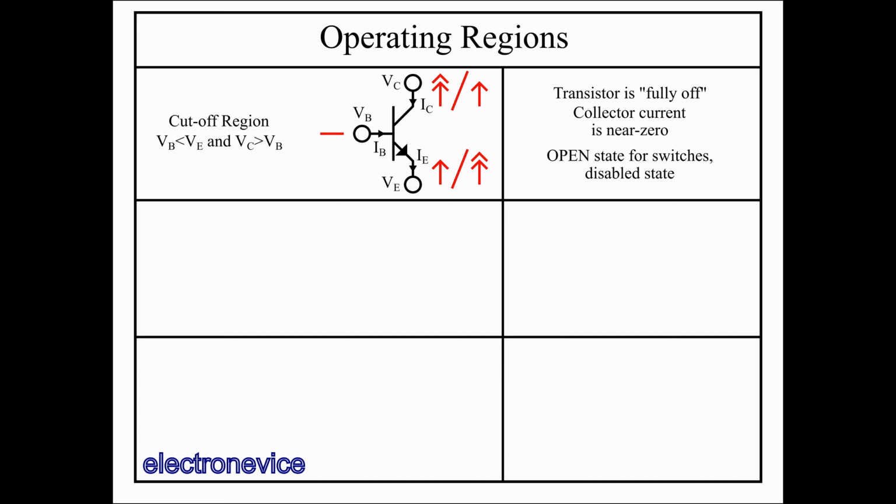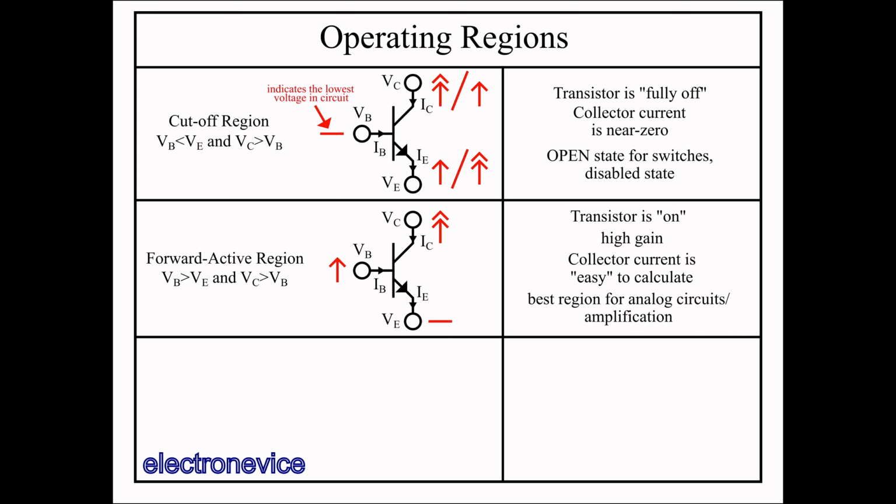The first region is called the cutoff region. Here, for the NPN type, both the collector and emitter voltages are higher than the base. The line in the diagram indicates the terminal with the lowest voltage. In the cutoff region, the transistor is fully off. No current except for a very small leakage current flows through the collector terminal. The transistor's collector-emitter junction is considered effectively an open circuit.